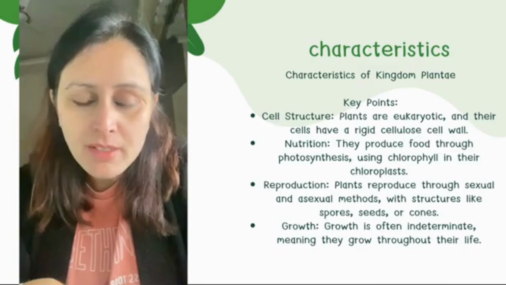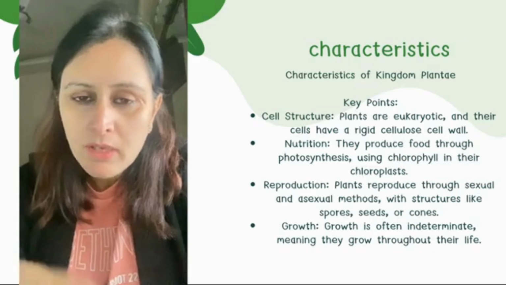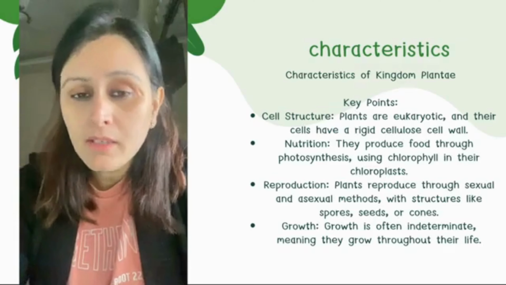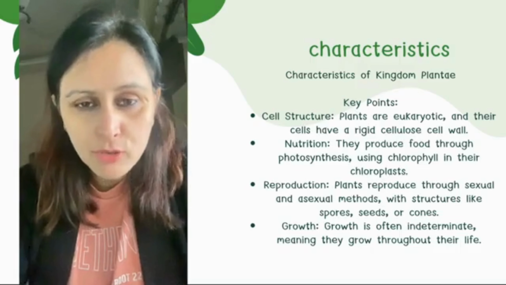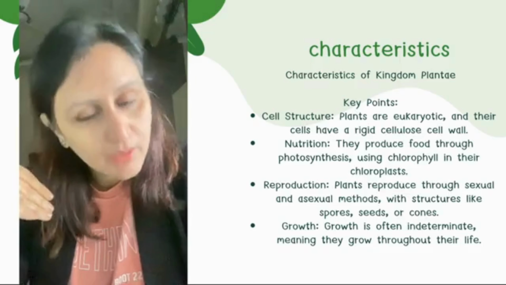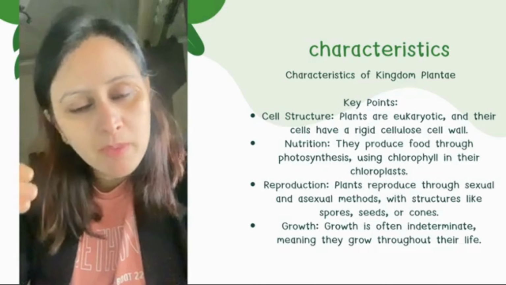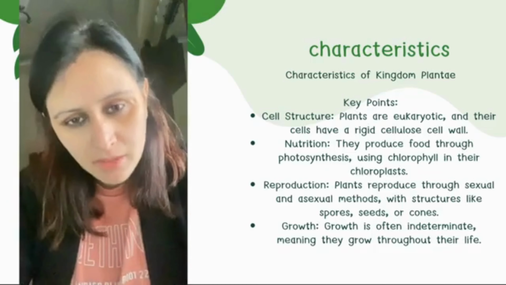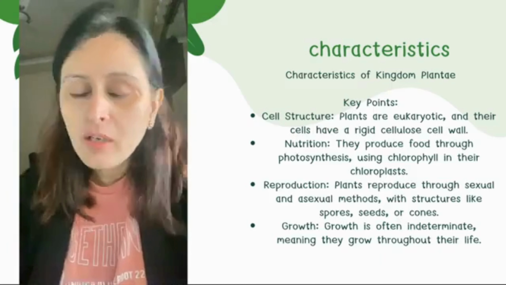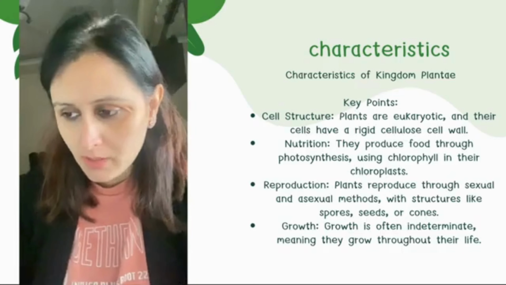The growth in these is continuous. Like in animals, after attaining a certain height the growth stops, but in plants the growth keeps on developing over the period of time. The growth is indeterminate. It may not always be apical growth, it may be lateral growth also, but growth is a continuous process. And after attaining a certain height, the speed slows, but it is continuous throughout.